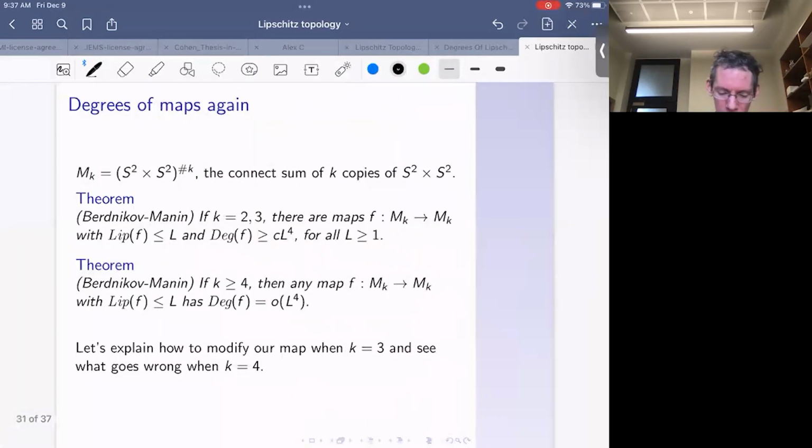Okay, well, let me remind you that Sasha and Fedor proved that there was a map like this when k equals 2 that we just drew, and that there's a similar map when k is 3, but then not anymore when k is 4. So I wanted to try to give a sense of why that happens. First I'll explain how we modify our map when k is 3, and then what goes wrong when k is 4.